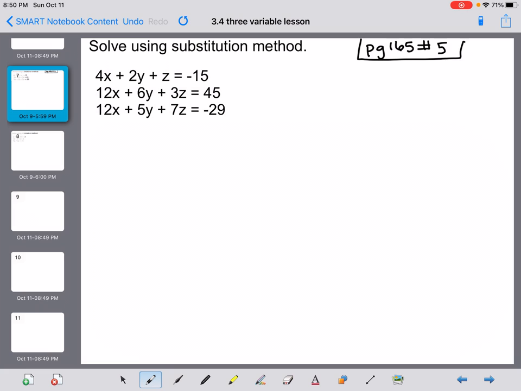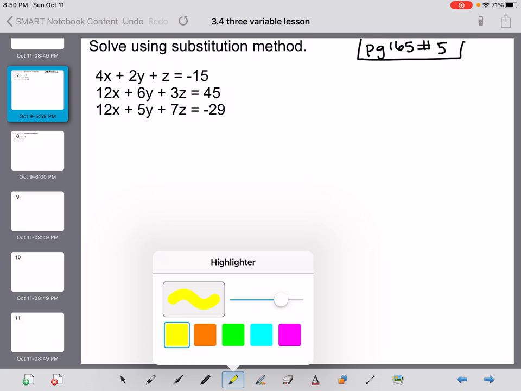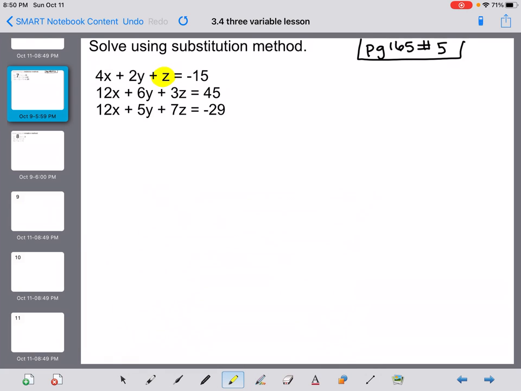So I'm going to do the substitution method for this problem, mainly because I see this 1z right there, and so I know I can solve for z easily. So I'm going to take this first equation, and I'm going to solve it for z. My recommendation is make your z with a line through it, because otherwise it might turn into a 2. You definitely don't want that. So z equals negative 4x minus 2y minus 15.